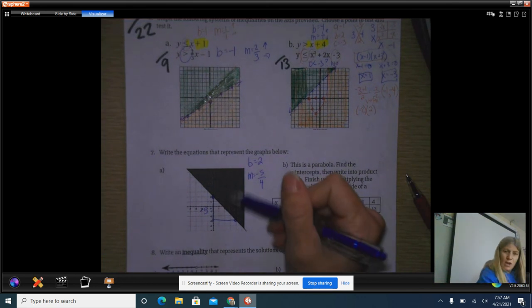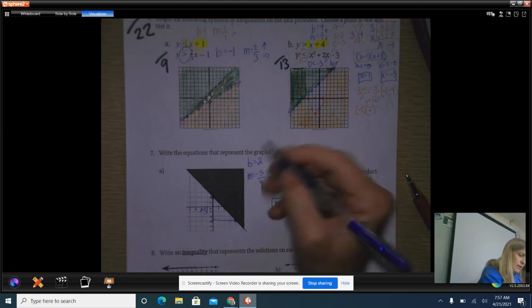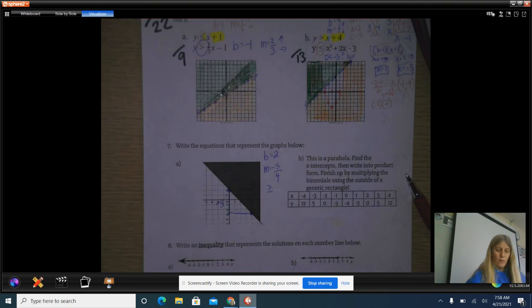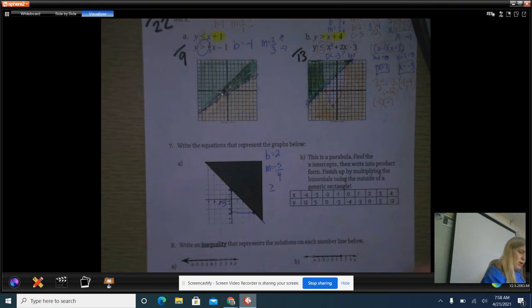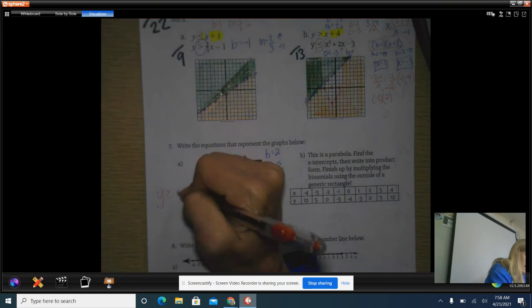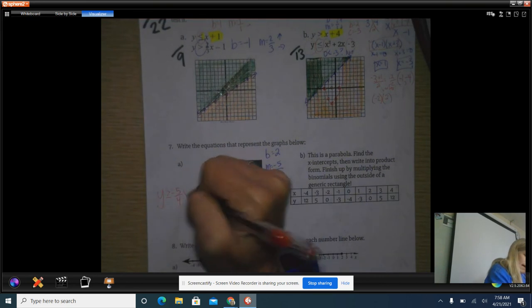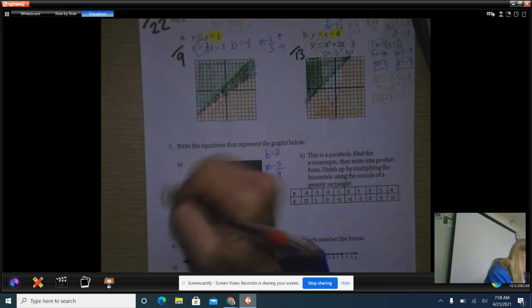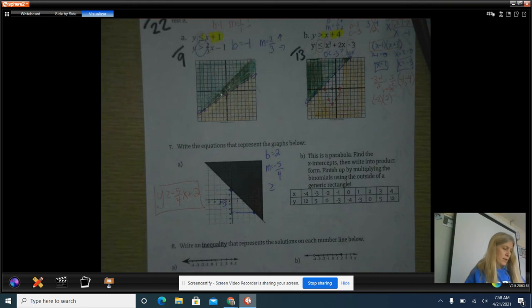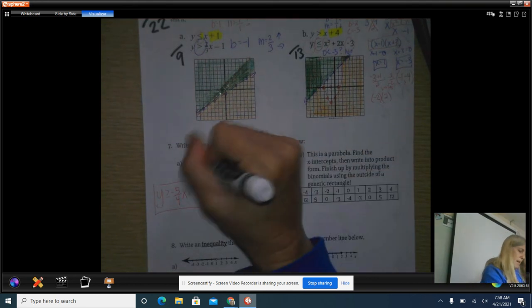I see it's a solid line shaded above. So that's going to be a greater than or equal to for your third point. Your fourth point is for putting your equation all together. Y is greater than or equal to -5/4 x plus 2. Okay, so once again, 1, 2, 3, 4 points for problem A.